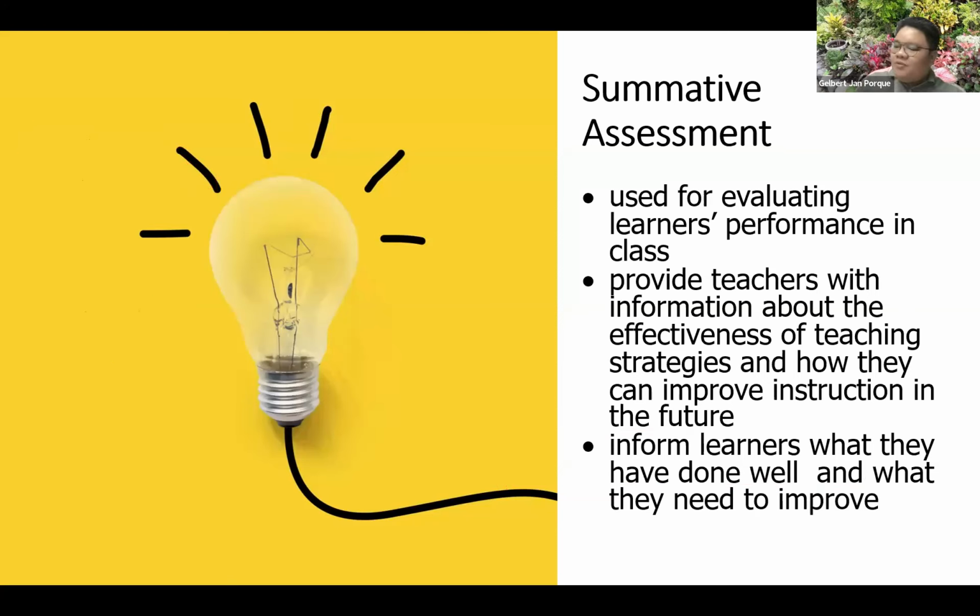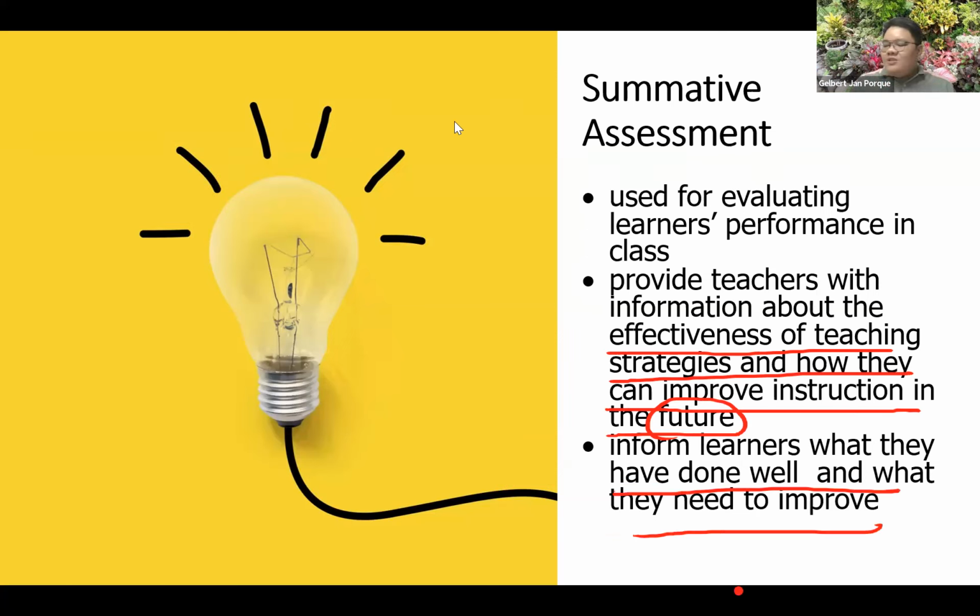And then it provides the teacher's class with information about the effectiveness of teaching strategies and how they can improve instruction in the future. So sa future na siya, kumbaga in the next teaching opportunity, hindi na siya within the topics. And then inform learners what they have done well and what they need to improve. That's one important thing, that you need to be able to inform your learners kung saan sila magaling at kung anong areas ang dapat nilang improve.